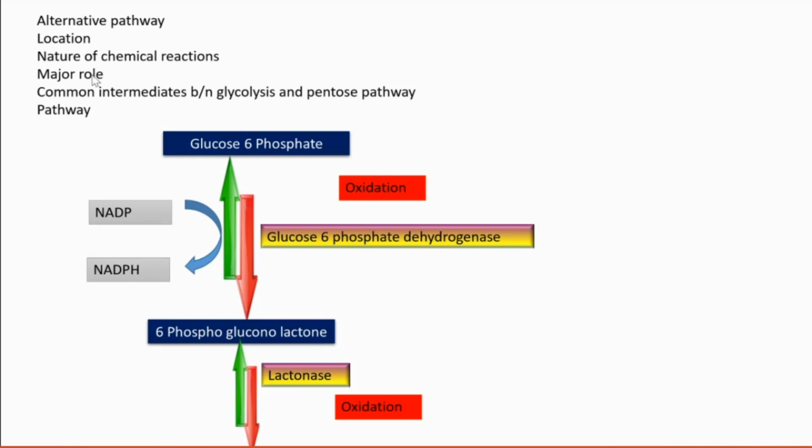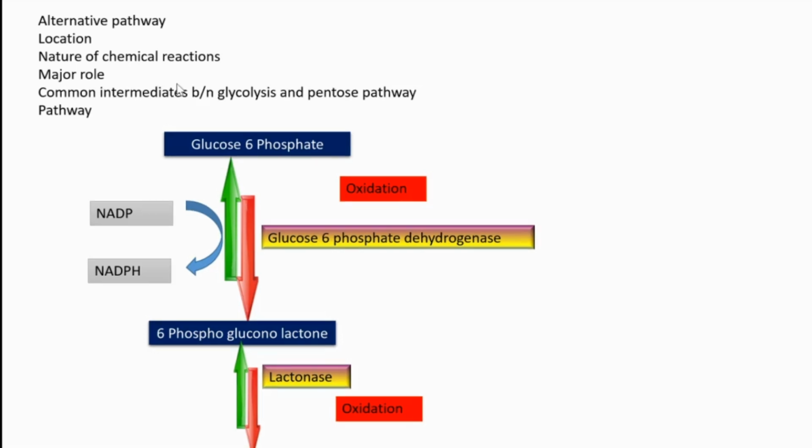What are the major roles of this pentose phosphate pathway? It generates the major portion of cytoplasmic NADPH. One major role is to contribute the major portion of the energy-rich molecule called NADPH, and also to generate ribose 5-phosphate. What is the significance of this ribose 5-phosphate? It is necessary for nucleotide synthesis. Then what is the significance of nucleotides? Nucleotides are actually building blocks of nucleic acids like RNA and DNA.